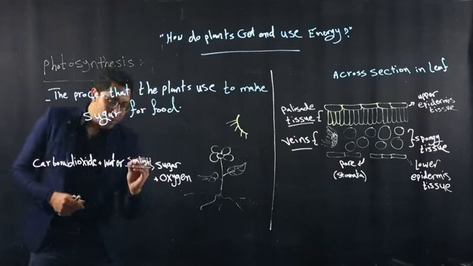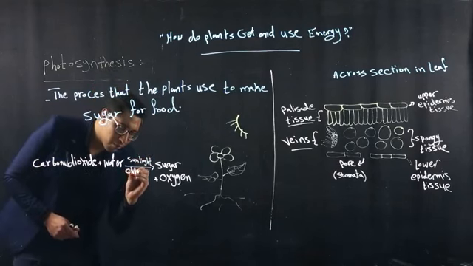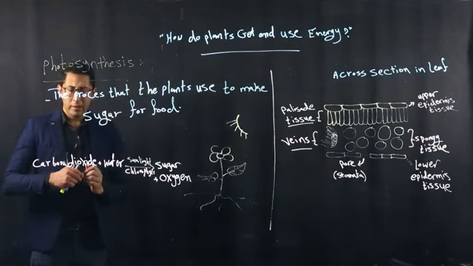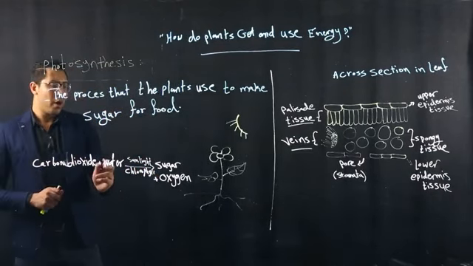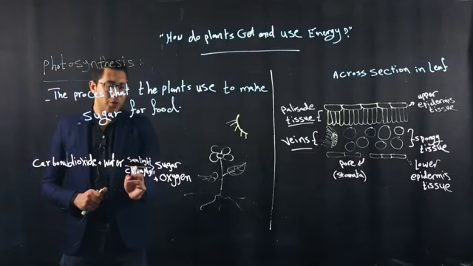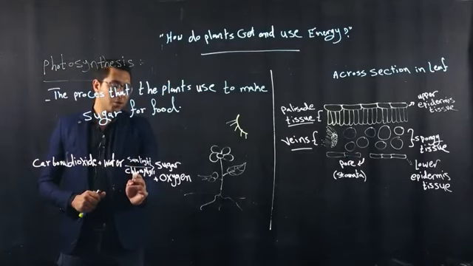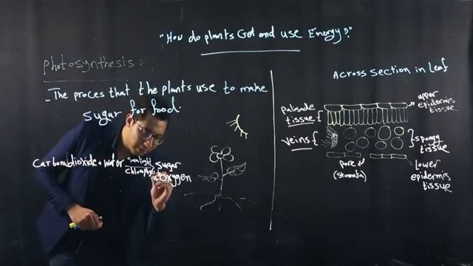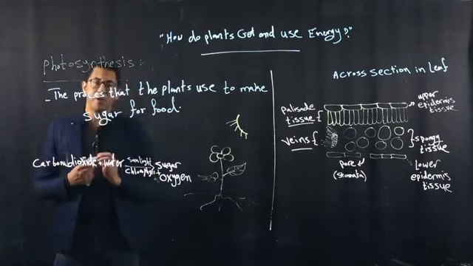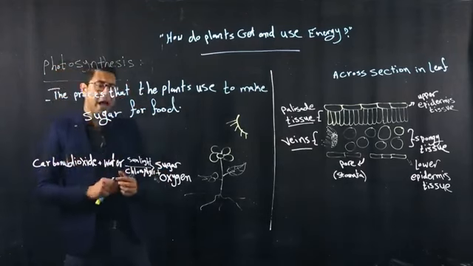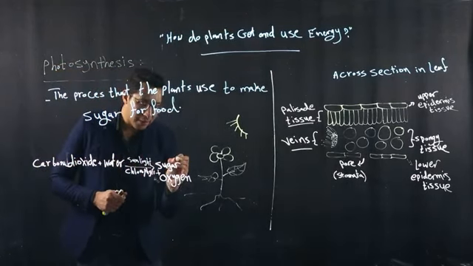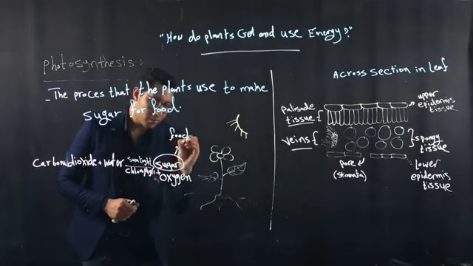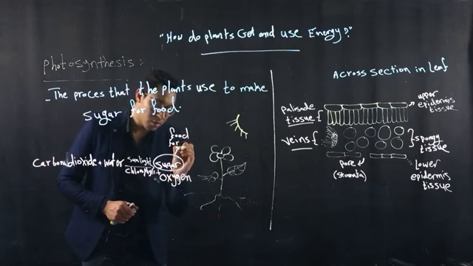So, sunlight and chlorophyll. Carbon dioxide plus water in the presence of sunlight and captured by chlorophyll will give us what? Sugar and oxygen. Okay? And that's how sugar is the food for plant.